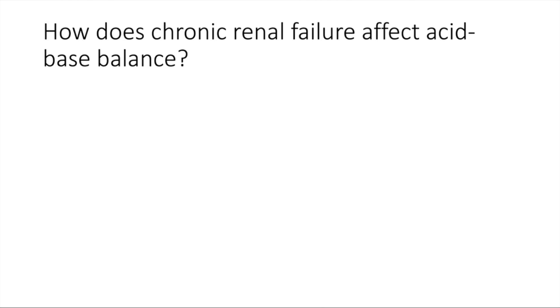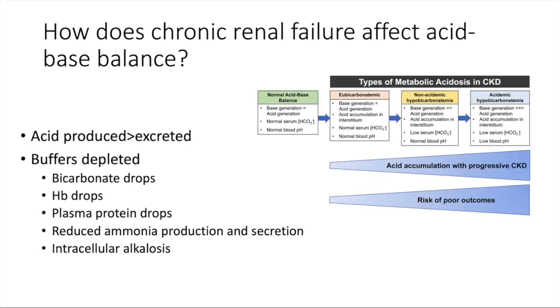So how does the chronic renal failure affect acid-base balance? Chronic kidney disease is a progressive disease, and acid produced by metabolism will gradually increase and become more than it is excreted. Buffers will eventually be depleted.